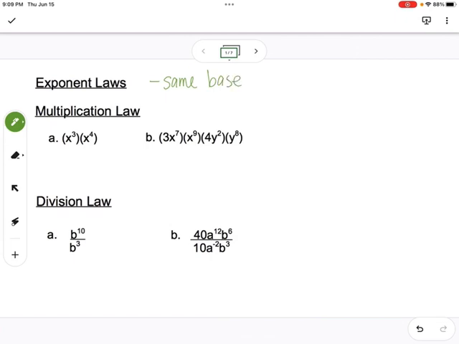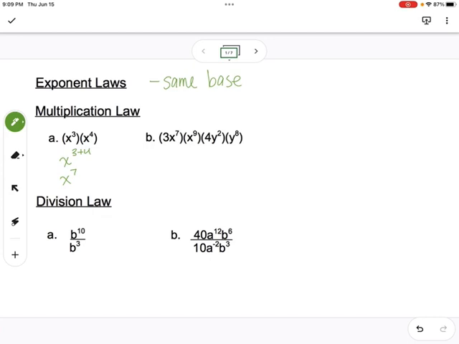Okay, so our multiplication, we have x to the exponent 3 times x to the exponent 4. Because these have the same base of x, we can add the exponents. So this is x, 3 plus 4 as our exponent, which gives us x to the exponent 7.